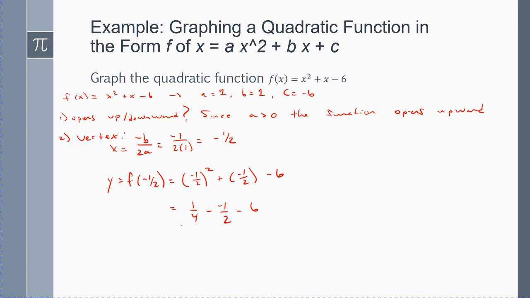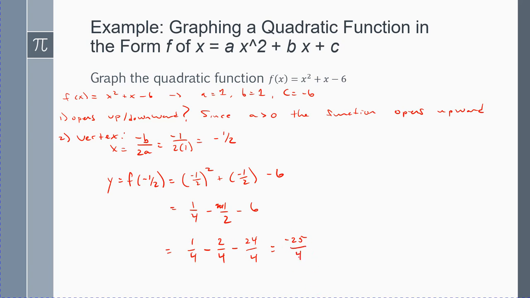Okay, so you can take care of the fractions first, you can even find the common denominator, right? Common denominator is 4. So it's 1/4 minus 2/4. And put the 6 over 4, which is 24/4. So this is 1 minus 2, which is minus 1, so this becomes minus 25 over 4.